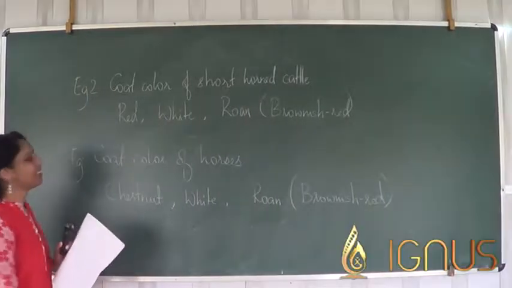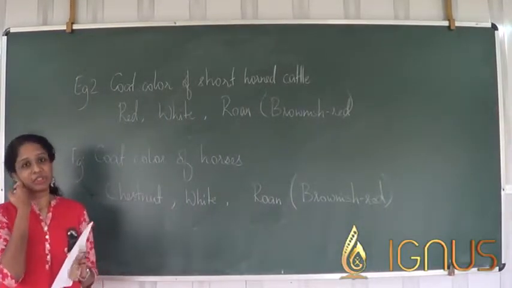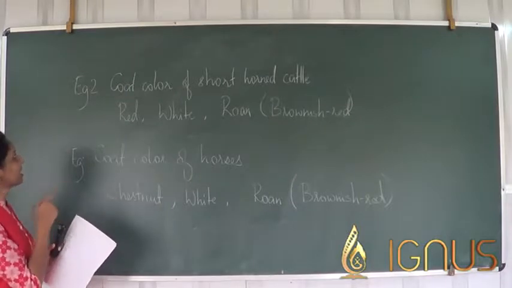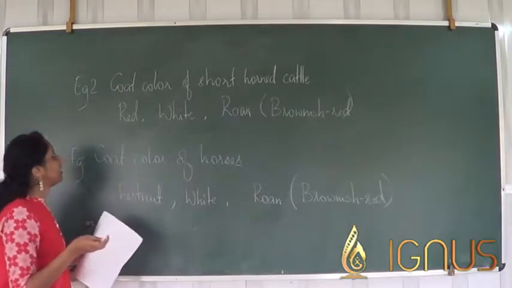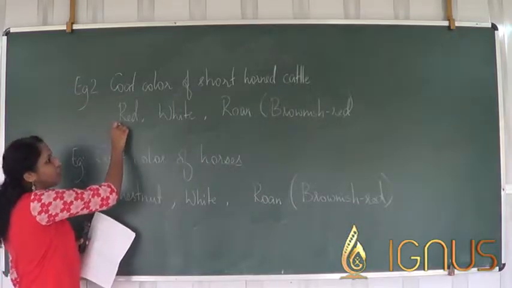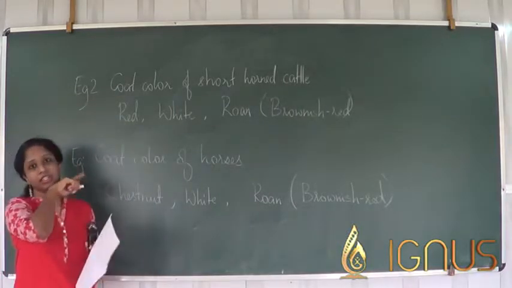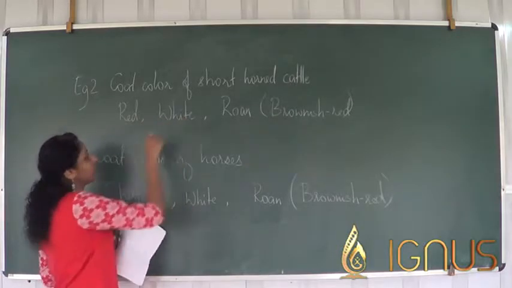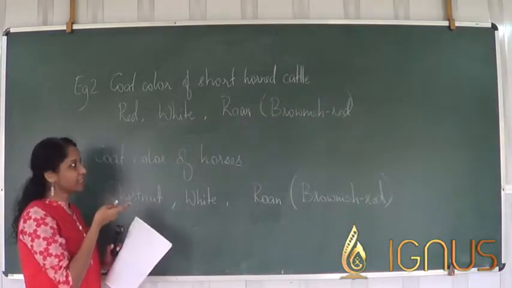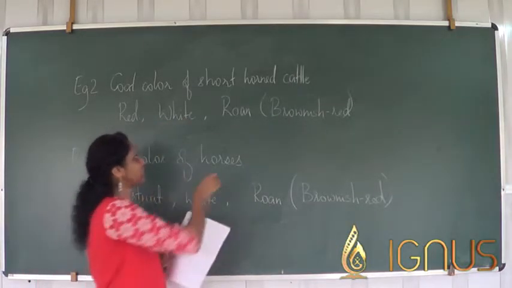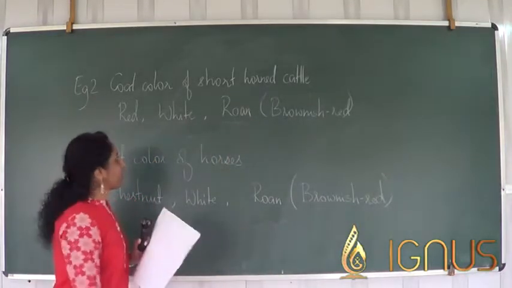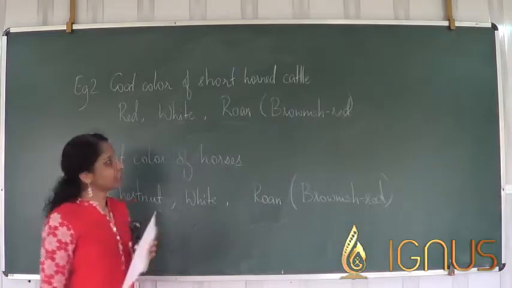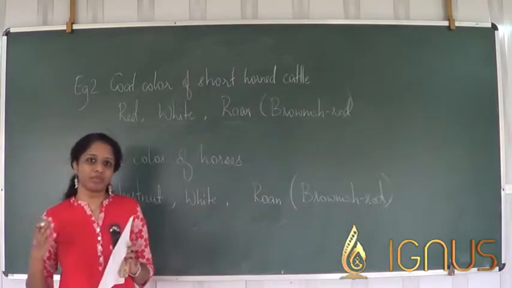Now, one other example of codominance is the coat color of shorthorn cattle, wherein when it is homozygous dominant, you have a red coat color. When you have a homozygous recessive, you have a white coat color. But when both of them are present, you have a codominant expression, a roan coat color, which is a brownish red sort of coat color.